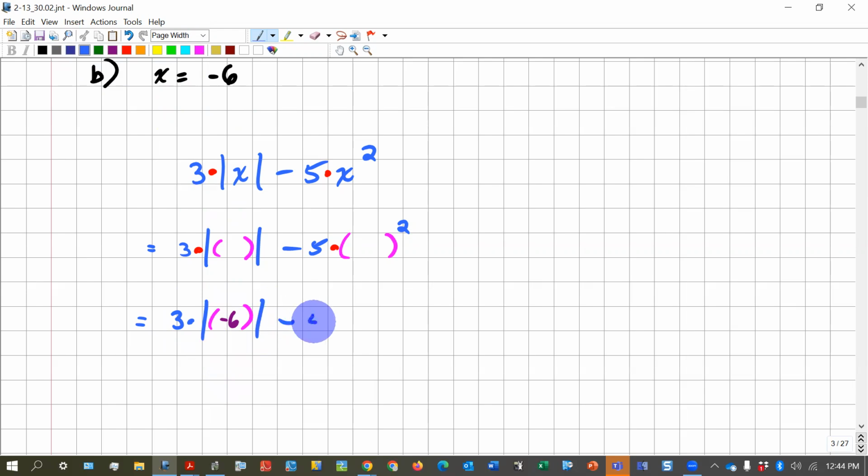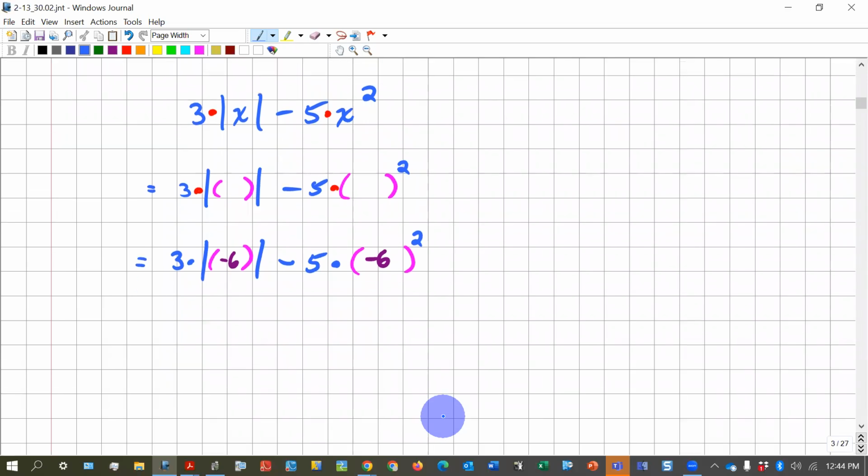-6. And make sure your exponent is outside your parentheses. We have to do absolute value before we can do any operation outside it. The absolute value of -6 is 6.